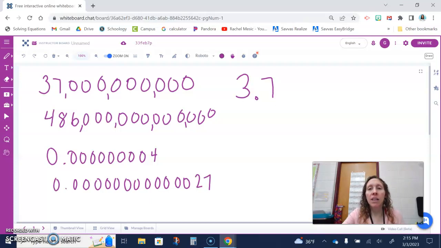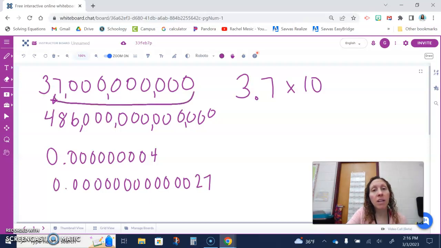Okay, then times 10. And then the exponent is how many times you would have to move that decimal from here all the way to the end. I'm actually going to start at the end and I'm going to go backwards because I like those commas. So here's 3, 6, 9, and then 10 to get it to that other side of the 7. So that exponent would be 10.